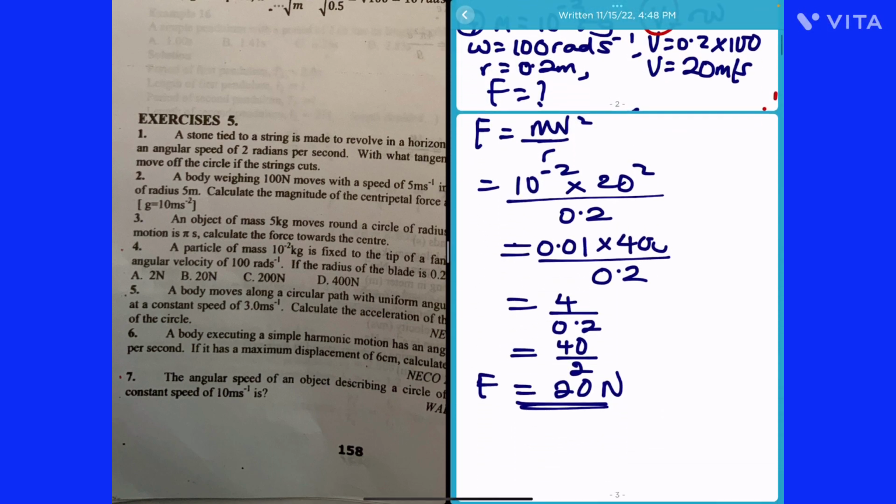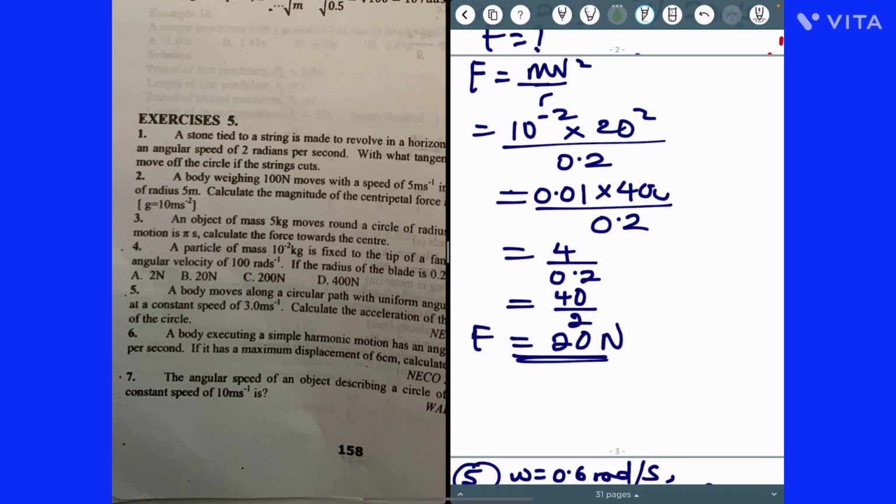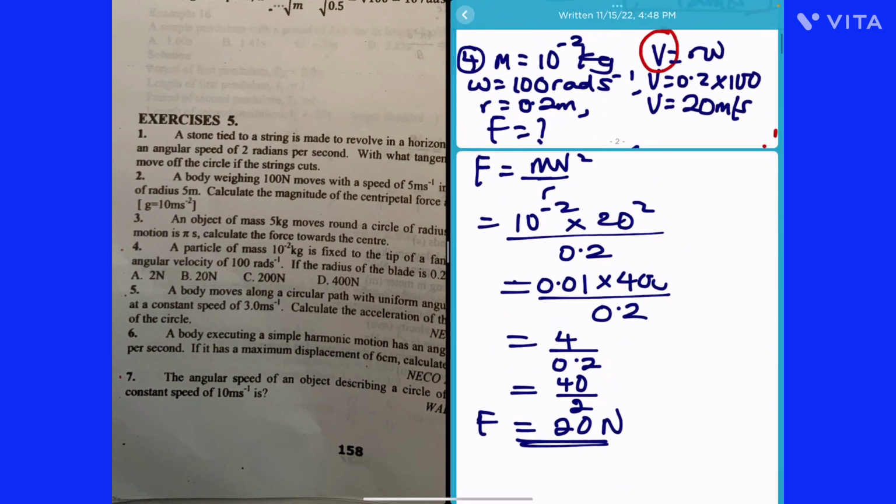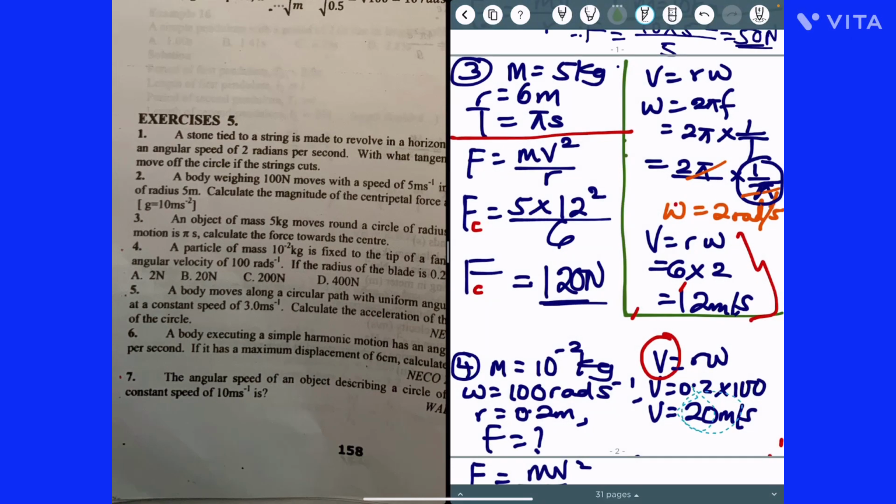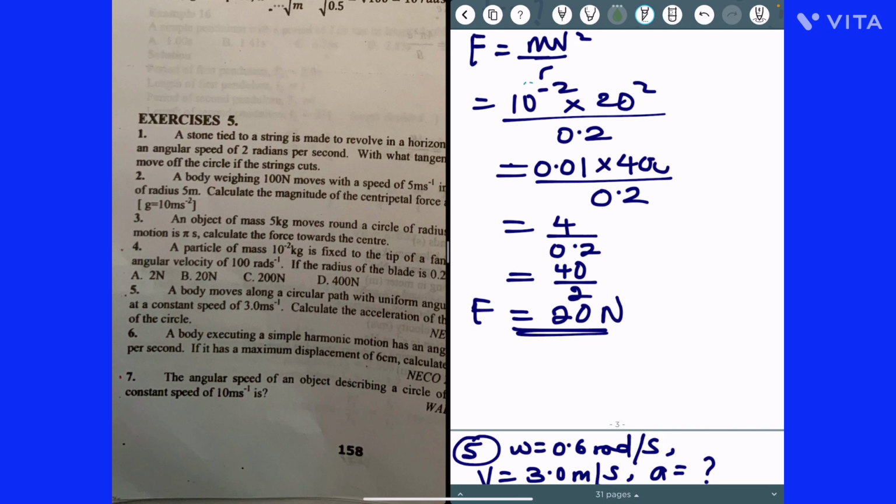All you have to do is what? Go to your formula for force, mv squared over r, and do mass times v squared. We've gotten v as 20, as you can see here. So v squared will be what? 20 squared. That's mass times 20 squared over radius of the circle, which is 0.2.